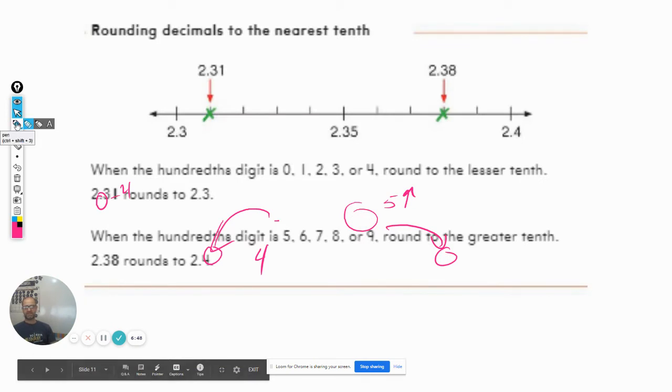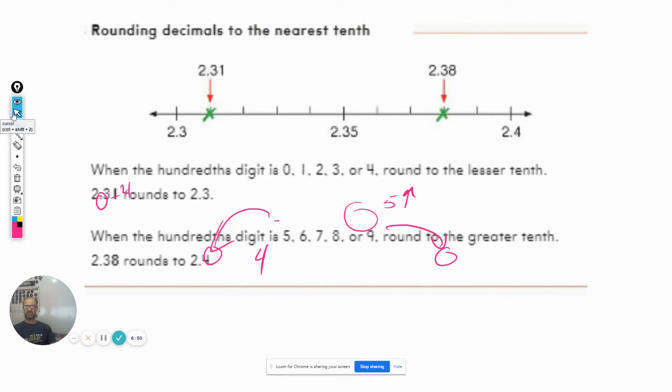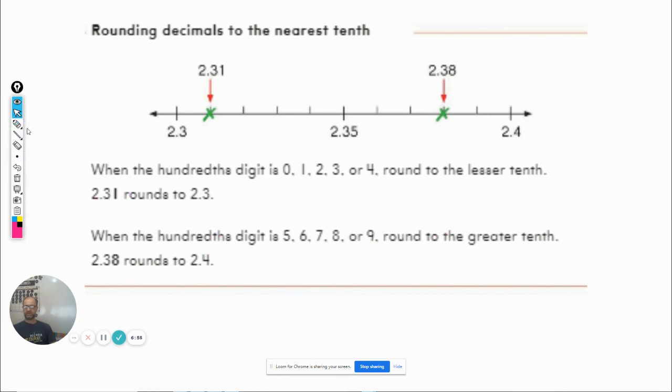Tenths is the same idea. You just look at the decimal following. Okay, let me clear my mess here. And sometimes I like to do this just to help a little bit. So for rounding to the nearest tenth, we look at the digit after. 0 to 4, go down to the previous tenth. If it's 5 to 9, you go to the next one. 2 and 38/100ths is going to round up to 2 and 4/10.